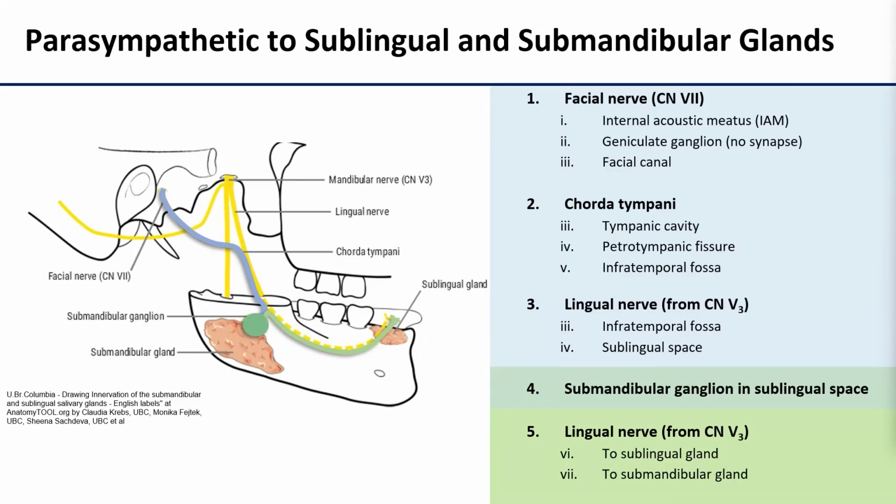In the infratemporal fossa, it hitchhikes with the lingual nerve, which is our branch from V3, and it's going to pass with the lingual nerve into the oral cavity and sublingual space. The preganglionic fibers traveling with the chorda tympani will synapse with the submandibular ganglion down in that sublingual space. And then their postganglionic partners will be distributed via the lingual nerve again to the sublingual gland and to the submandibular gland.